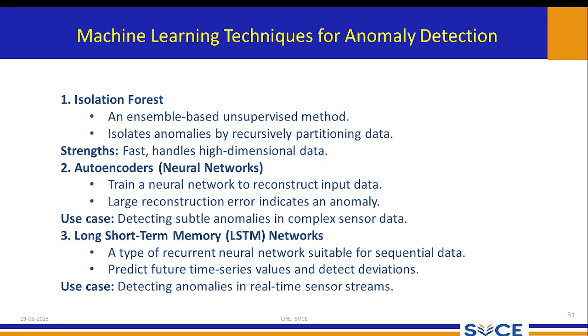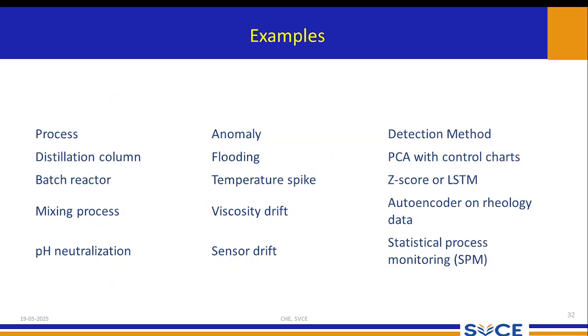Coming to the machine learning techniques, there are three techniques highlighted here: isolation forest, autoencoders, and long short-term memory. We have given an example for all these categories. In a distillation column, anomalies may happen because of flooding, so principal component analysis with control chart can be used for detection. For a batch reactor, a temperature spike is an anomaly, a deviation that can be detected by z-score or LSTM. In a mixing process, viscosity drift can be detected by autoencoder or ELG data. For pH neutralization, sensor drift, use statistical process monitoring.